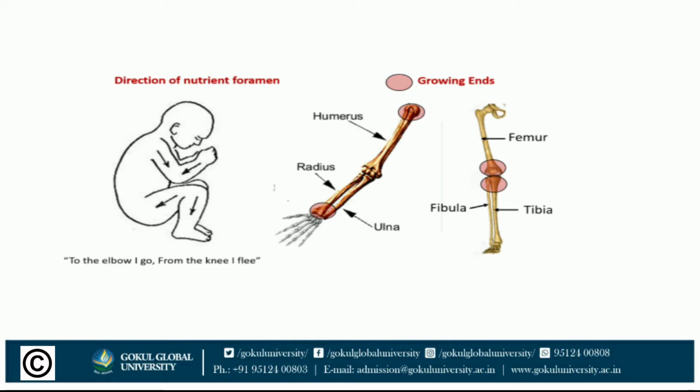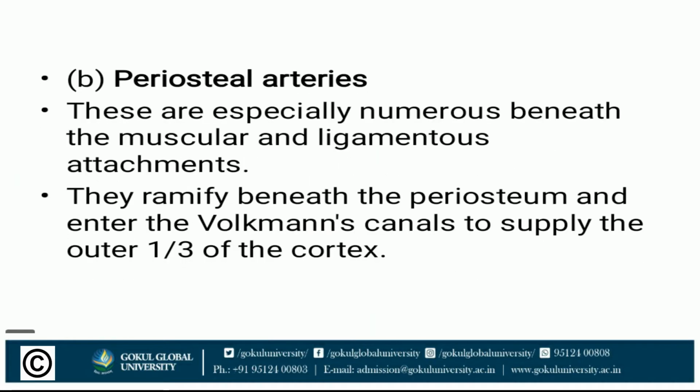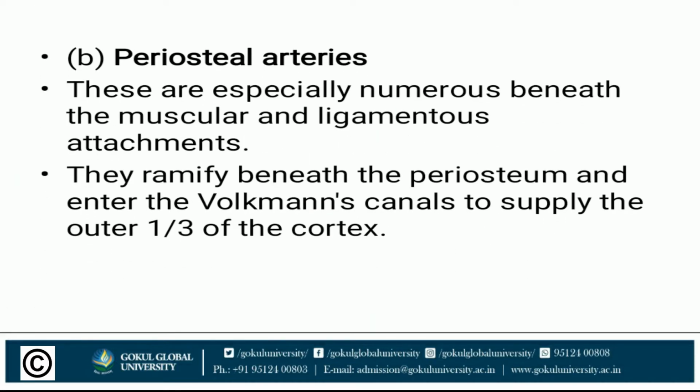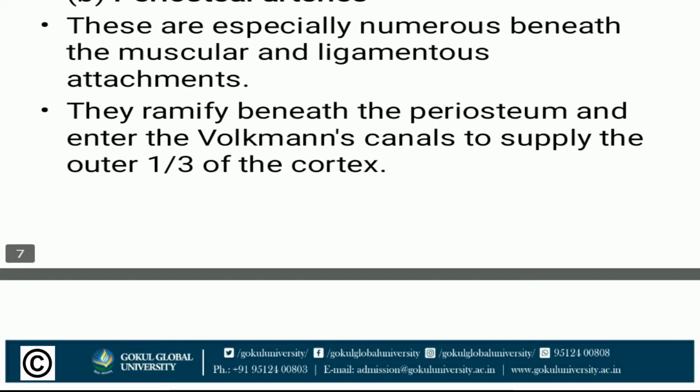In this diagram you can see growing ends of humerus, upper end of the humerus, as well as growing end of the radius and ulna, lower end. In femur, growing end is the lower end, condyles of the femur, as well as in tibia and fibula, the upper end is the growing end. Periosteal arteries are especially numerous beneath the muscular and ligamentous attachments. They ramify beneath the periosteum and enter the Volkmann's canals to supply the outer one-third of the cortex.